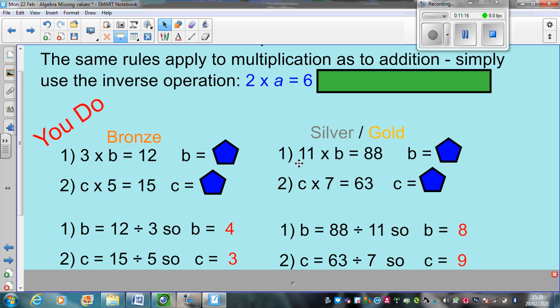Silver. 11 times B equals 88. So B must equal 88 divided by 11, which is 8. And then C times 7 equals 63. So C must equal 63 divided by 7. If you follow this rule for multiplication, you won't go wrong.